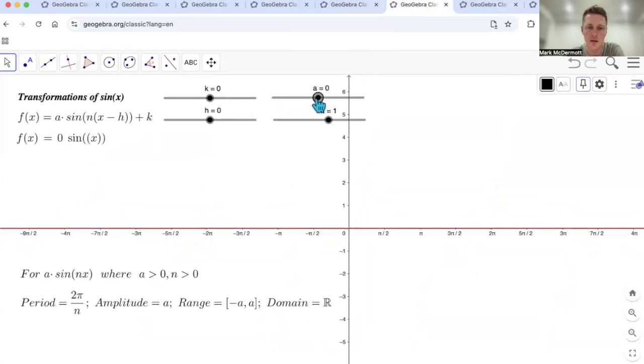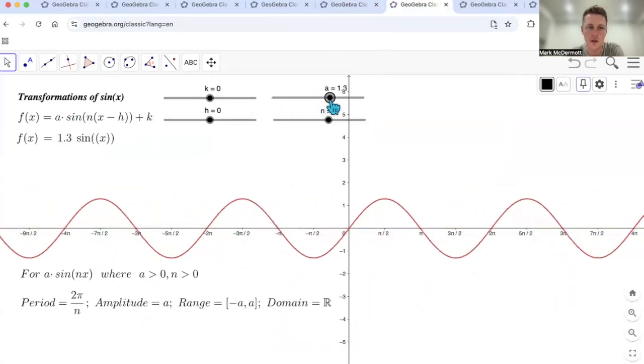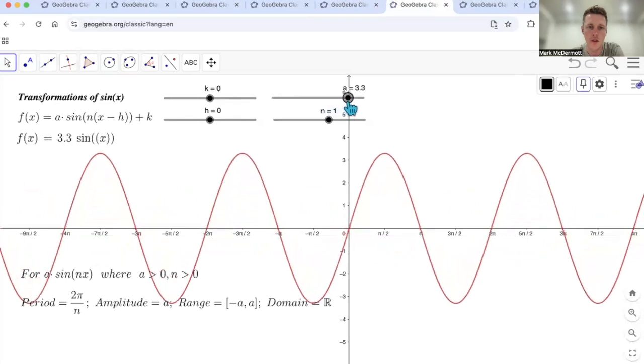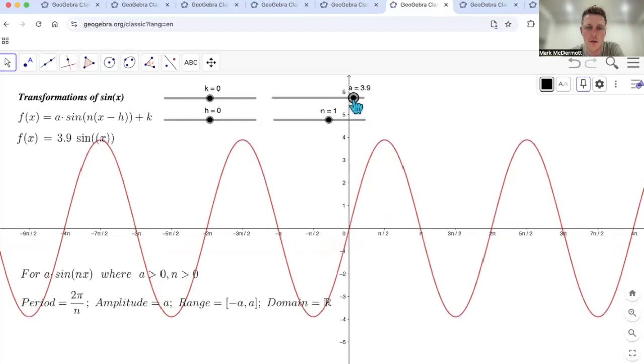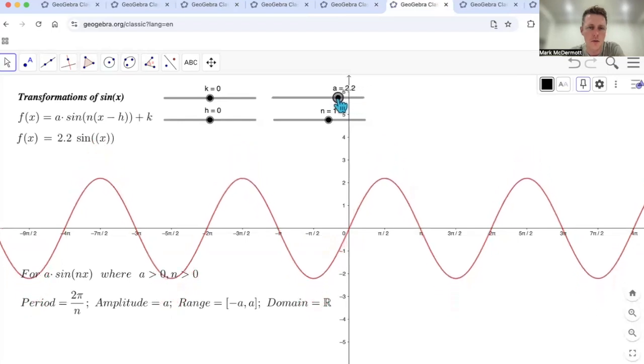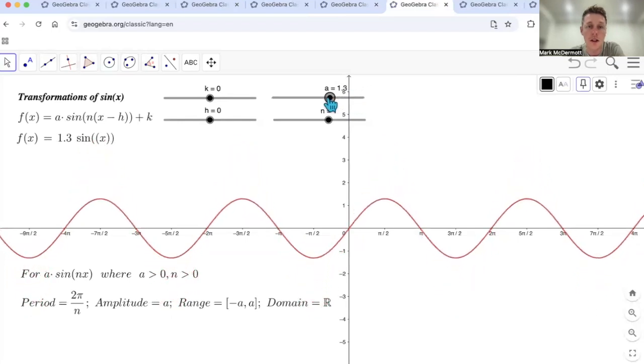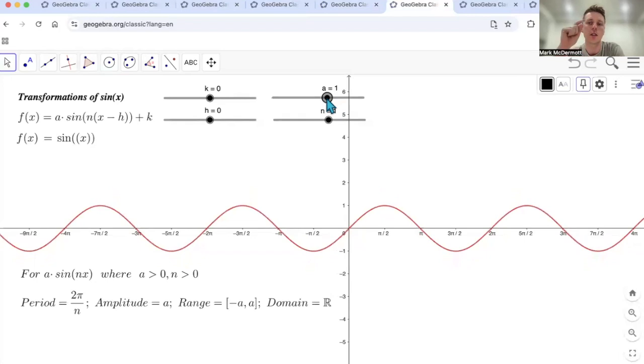If we change a, we get this business going on. So if a is large, you can see that the graph gets bigger. It's like turning up the volume on your TV or on your car radio. It's literally what you're doing. You're sort of increasing what's known as the amplitude. So yeah, that's what a does. And the language you need to know around that is that it is a dilation by a factor of a from the x-axis.